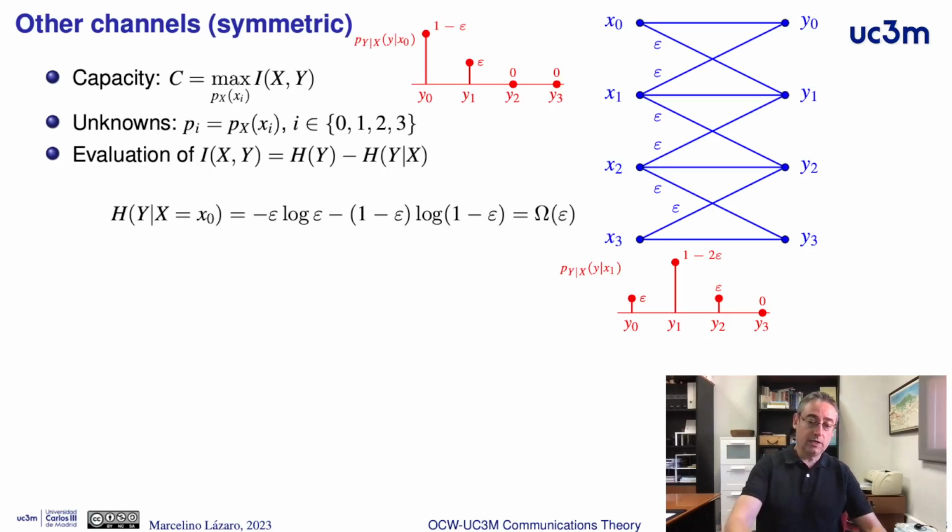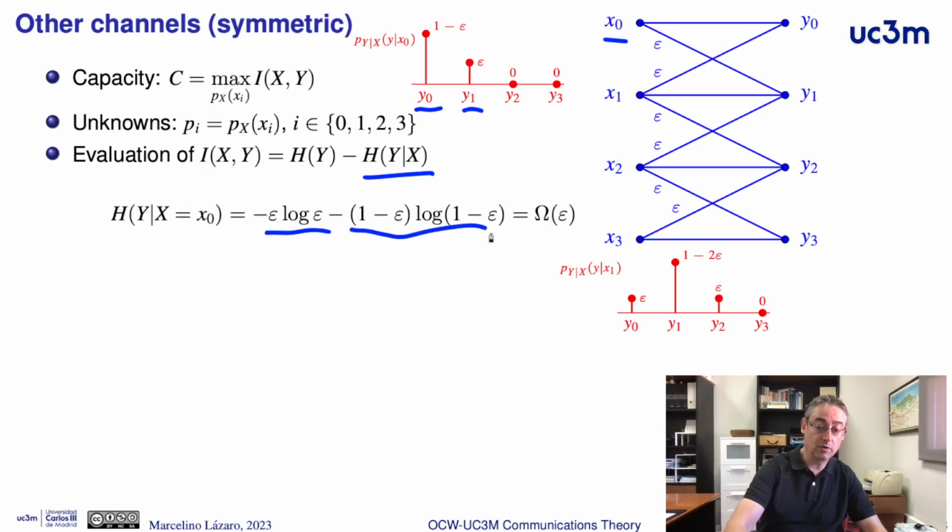Now, the conditional entropy of the output given the input can be obtained by averaging the entropy of y for every possible symbol x. If we transmit x0, the output is binary, because in this case we have y0 with probability 1 minus epsilon and y1 with probability epsilon. Therefore, the entropy is the entropy of a binary random variable when one of the elements has probability epsilon and the other one has probability 1 minus epsilon. This is the binary entropy of argument epsilon.